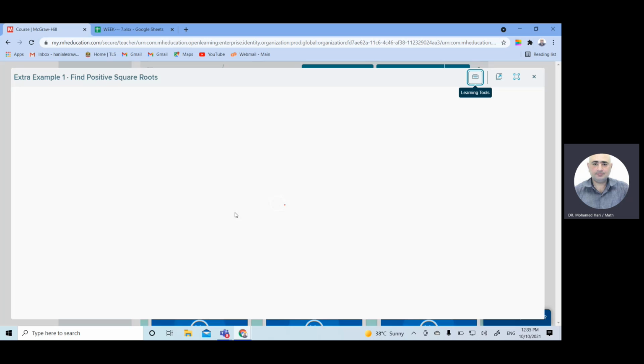The second example. Also find the positive square root.